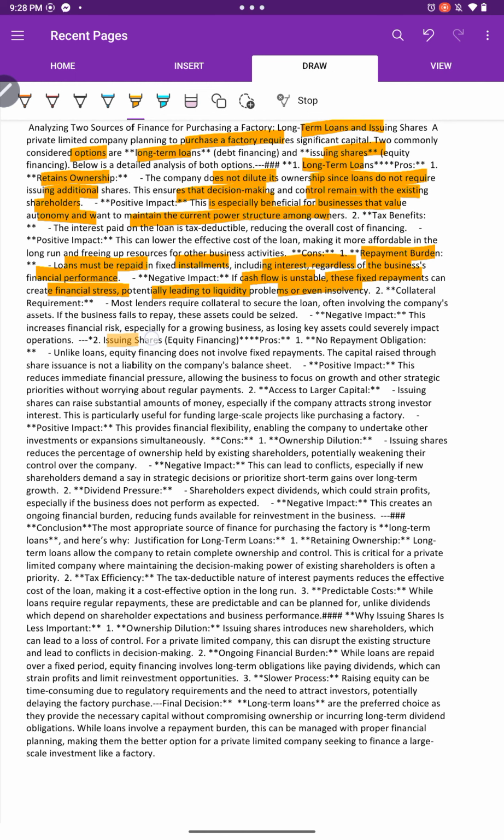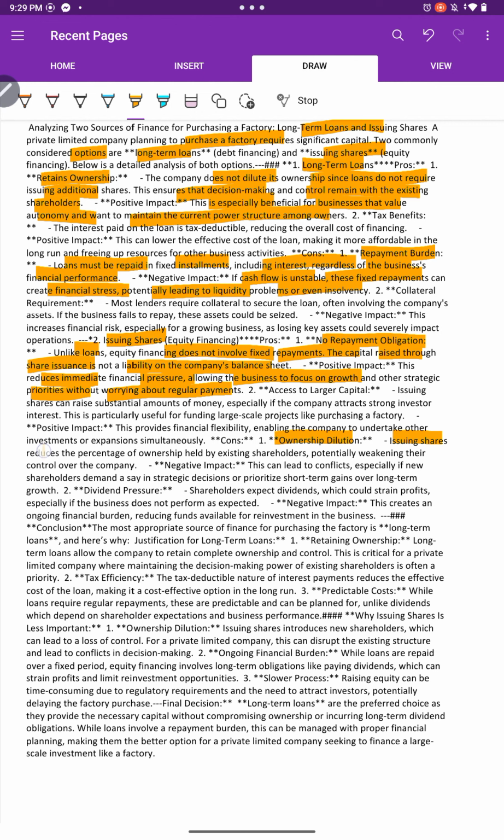Now I'm going to discuss equity financing, issuing shares. The first benefit is that there is no repayment obligation. Unlike loans, equity financing does not involve fixed payments. The capital raised through share issuance is not a liability on the company's balance sheet. This reduces the immediate financial pressure, allowing the business to focus on growth and other strategic priorities without worrying about regular payments. However, there is ownership dilution.